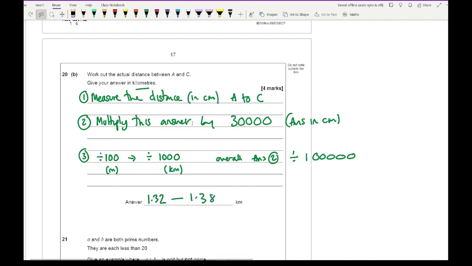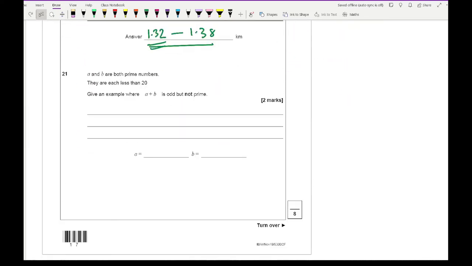Now, in terms of the 4 marks, you need to make sure that you are doing and showing those 3 steps. So make sure that you're measuring the distance and writing it down. Make sure you're multiplying it by 30,000. So obviously then converting it in centimeters, and then either divide it by 100 and then divide it by 1,000, or divide your answer by 100,000, and then you should get an answer between 1.32 and 1.38.